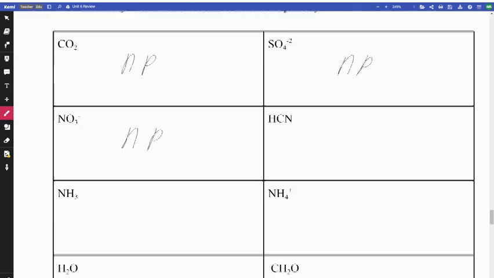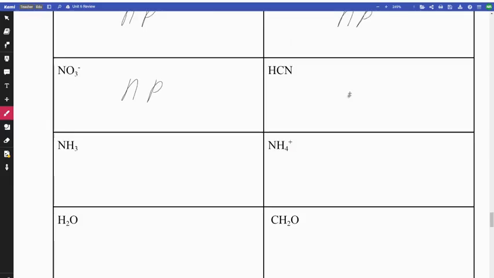so they're all nonpolar. Now, HCN, we're going to draw this one, just a basic version of this one real quick. So this is linear, so it would cancel each other out, but the two atoms on the outside are not the same. So they are not going to pull with equal strengths. So this is polar.